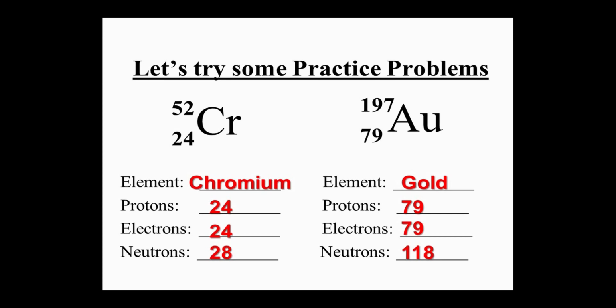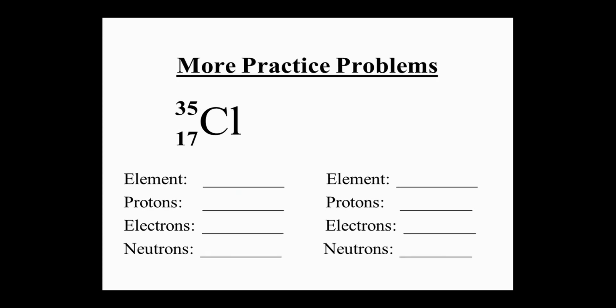Try 2 more. What element? That's chlorine. How many protons does this chlorine have? 17. How many electrons? 17. How many neutrons? 35 minus 17 gives us 18.